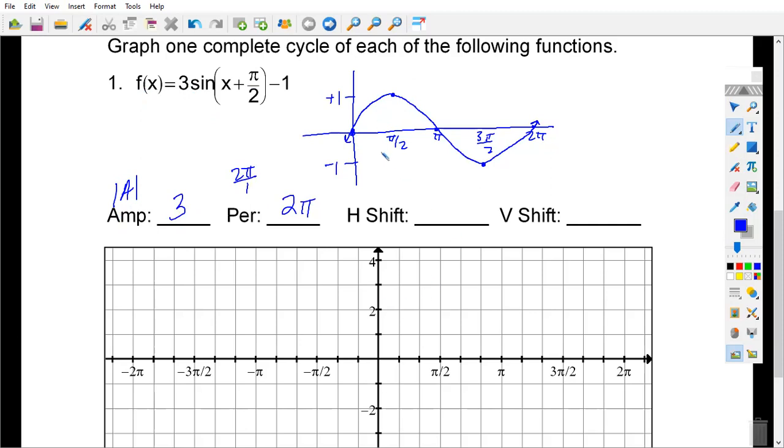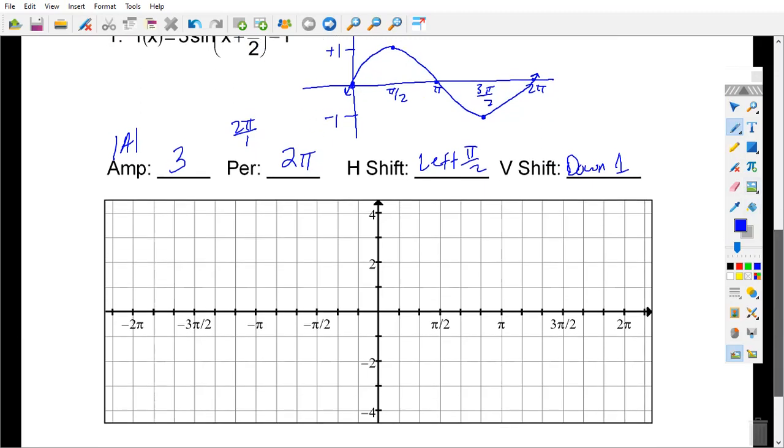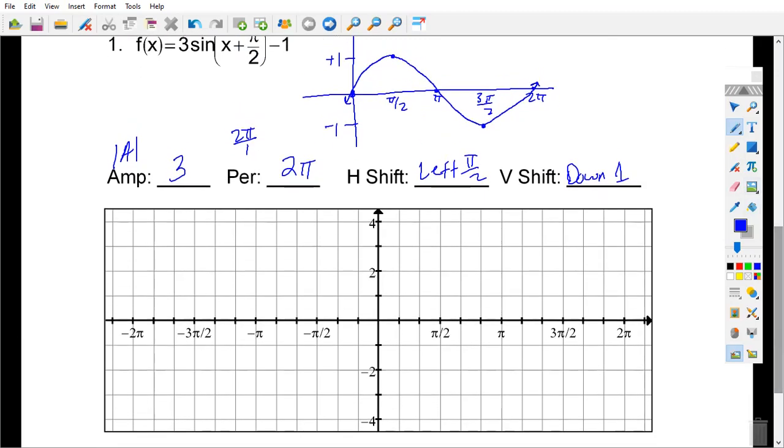Your horizontal shift, that is going to be from your H. And our X is a liar, so even though it looks like it's plus pi over 2, it's actually going to be a left pi over 2 instead of a right pi over 2, okay? Your vertical shift is telling you whether you're going up or down, and we will be going down 1, okay? The best way to do this without a table is to plug in everything that you have.